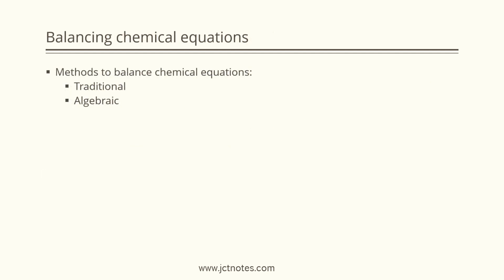To balance a chemical equation is to determine the coefficients of each chemical entity in the equation. This is what we are going to do. There are two methods, the traditional method and the algebraic method. We will start with the traditional method.